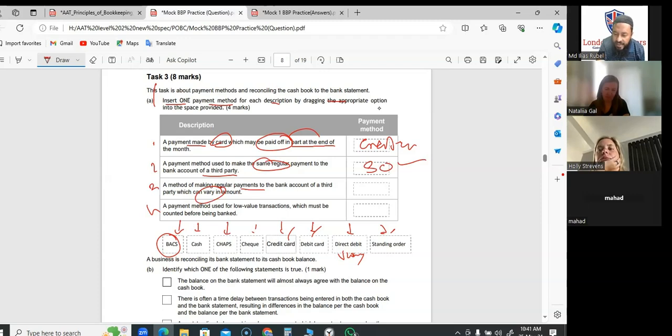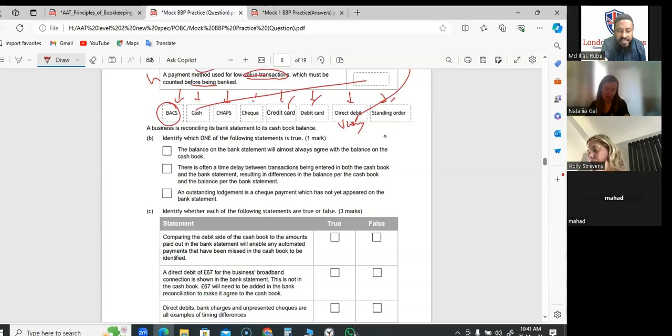Standing order, SO, 100%. A method of regular payments to a third party where the amount can vary. So this varies, I already wrote it: DD, direct debit. A payment method that is a low value transaction which must be counted. What can you count before being banked? Cash. Nice and easy. Well done.